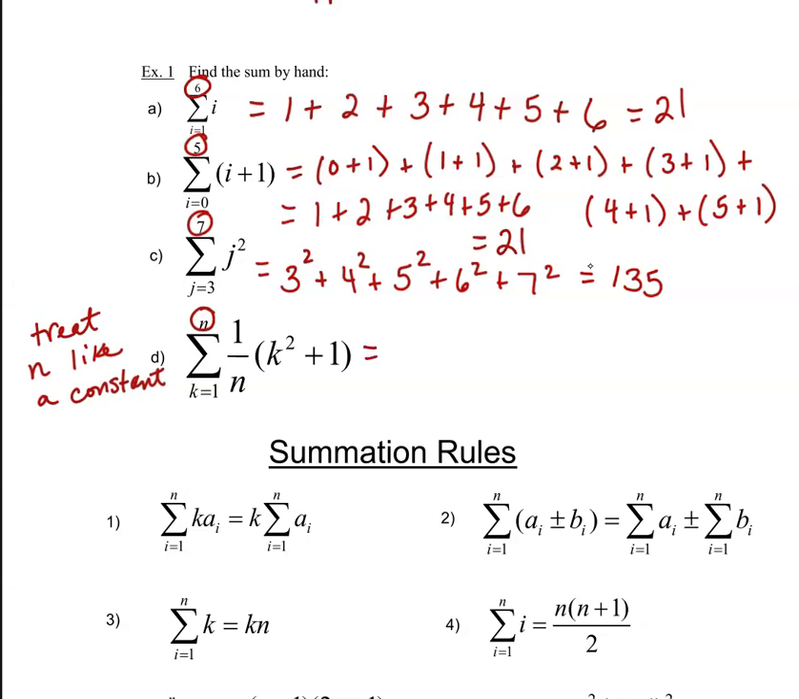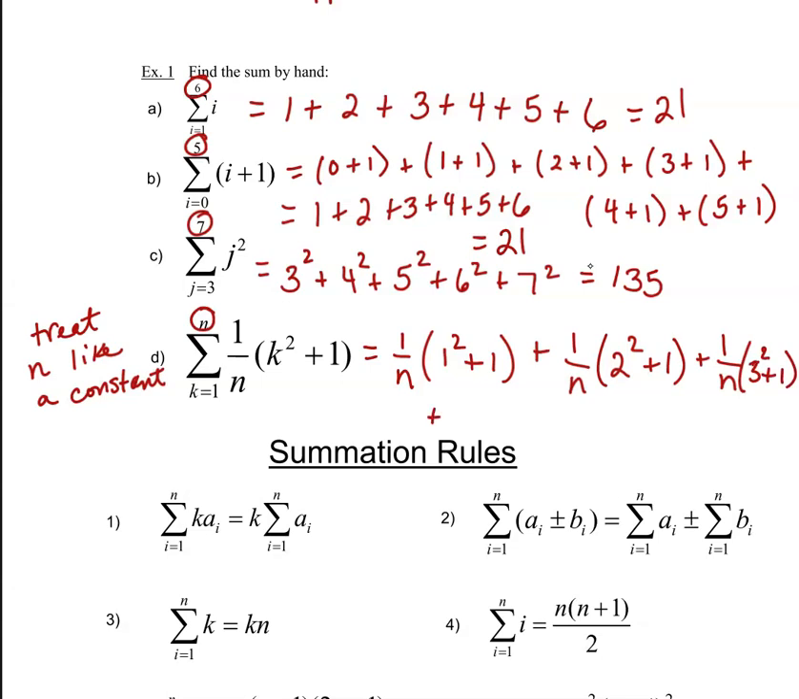So I'm going to write this out as 1 over n times, k starts at 1, so it's going to be 1 squared plus 1, plus 1 over n times 2 squared plus 1, plus 1 over n times 3 squared plus 1. Now, how do I know where to stop? Well, I don't exactly. They said stop at the nth term, wherever that is. So I'm just going to say dot, dot, dot, 1 over n times n squared plus 1. So I don't have a definitive number for this because I don't know what n was, but I'm going to treat it as if it was a constant.